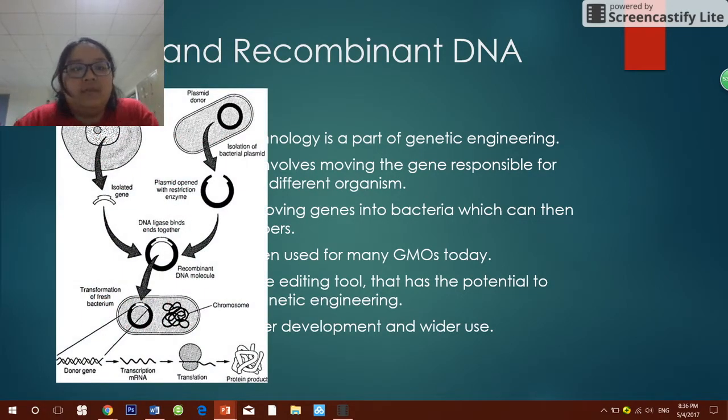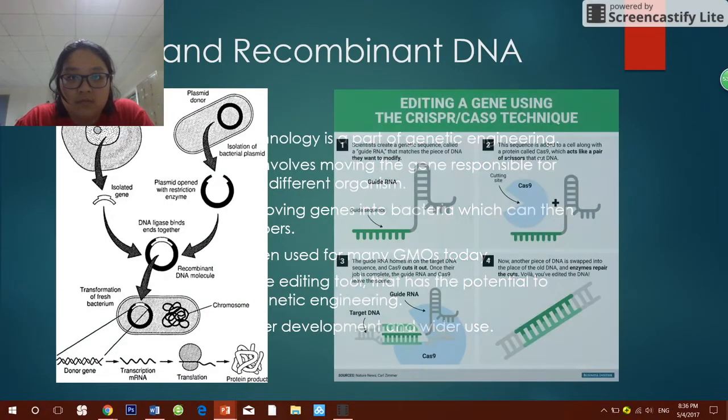This is an example of recombinant DNA. It takes the gene wanted from the gene donor, and it is put in a plasmid donor, and by combining these two, it transforms into a fresh bacterium that would create another organism.